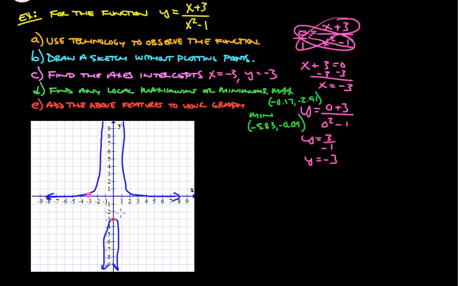Okay, so right here there's a maximum at negative 0.17 and negative 2.91, and then over here it's a minimum at negative 5.83 and negative 0.09. Okay, so again, it's all on the graphing calculator that you can calculate these things. You don't have to find them by hand. We'll just use our technology. All right, and then we're good to go.